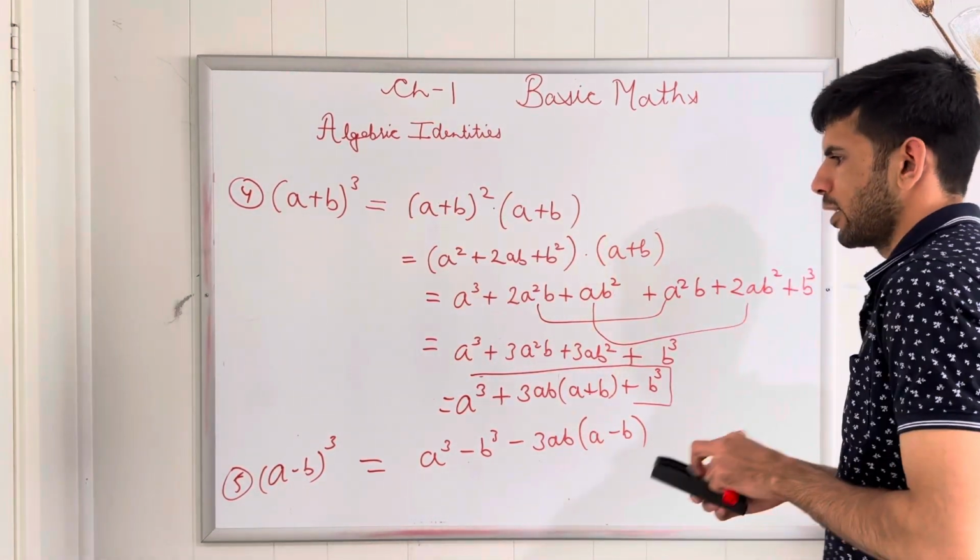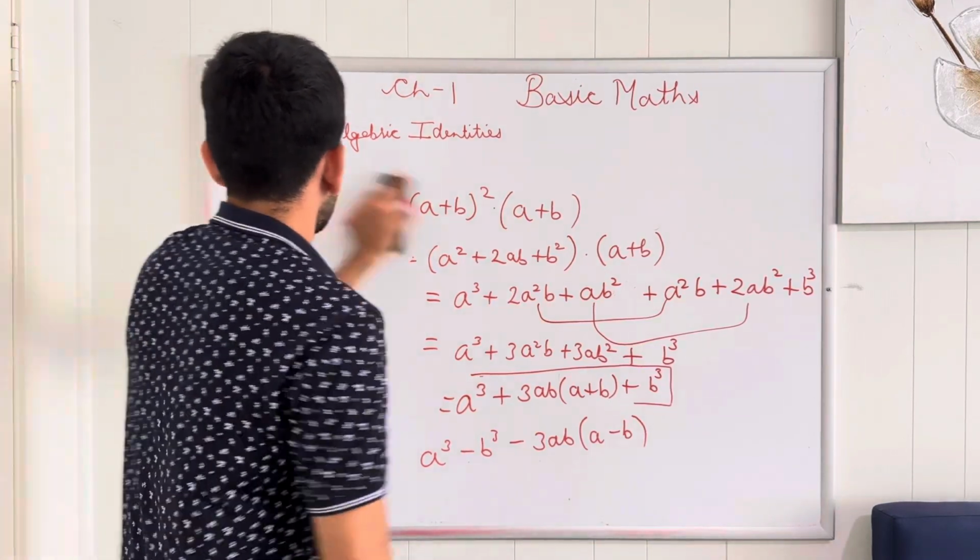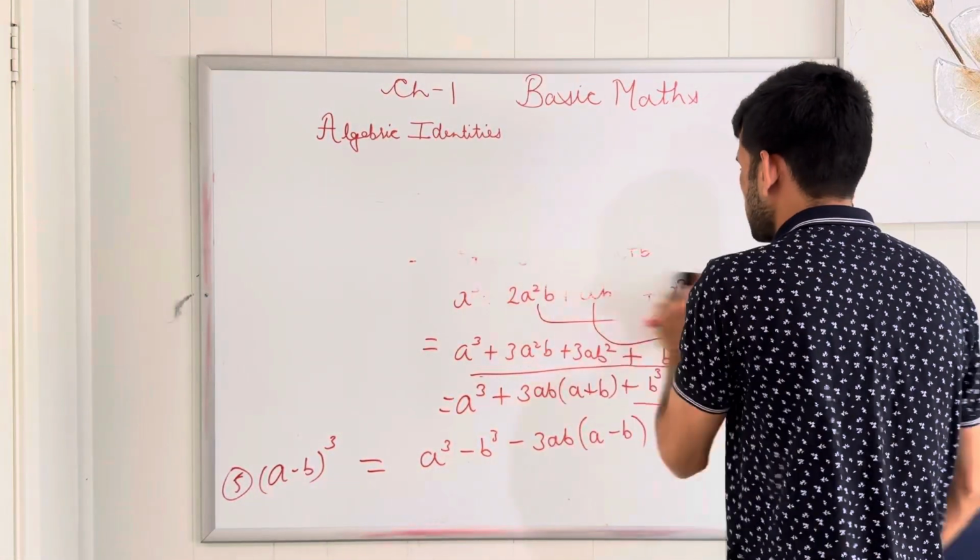So this is this one, and then we go with the cubic identity of 3 terms, right? So that will be (a plus b plus c) whole cube.